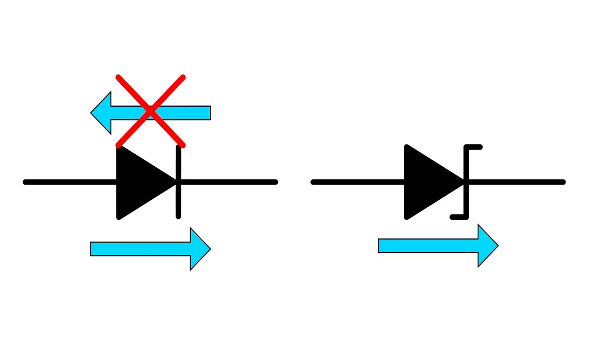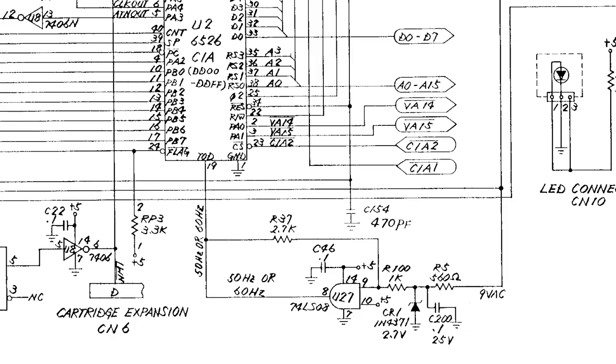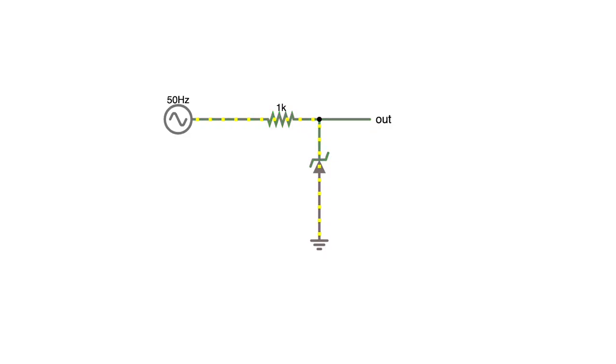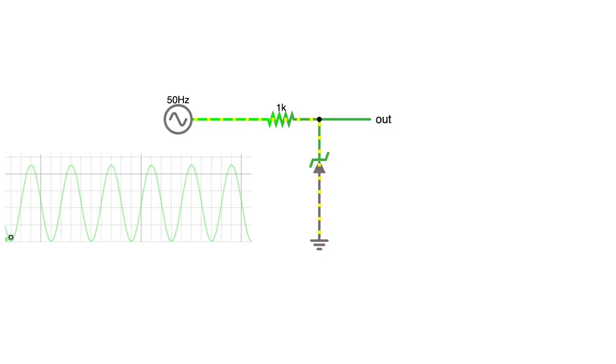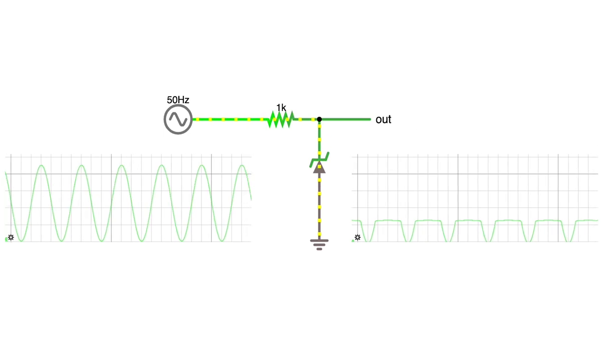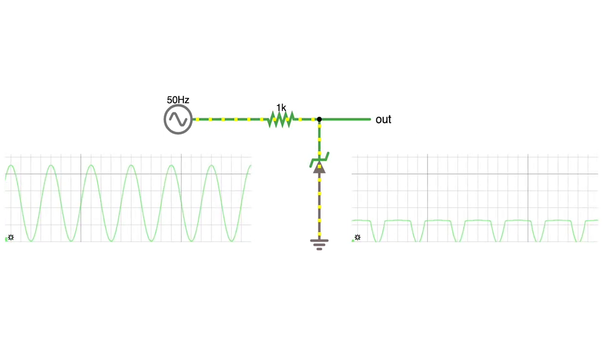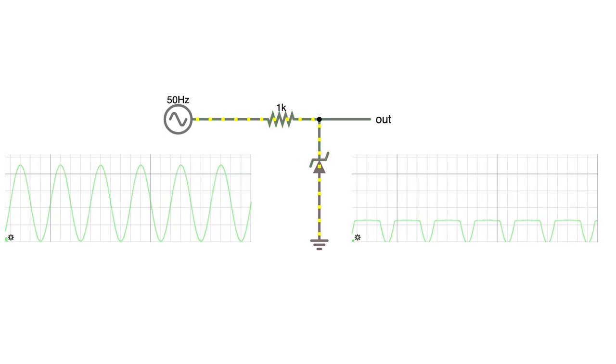Zener diodes are special in that they have a specific voltage beyond which the current will also flow backwards. In this case, the voltage is even listed in the schematic, 2.7 volts. That means that any voltage over that value will cause the current to flow to ground and the voltage will stay at 2.7 volts, which means that if the input is a sine wave from 0 to 9 volts, the output is something like this, cut off at 2.7 volts, or at least in theory.